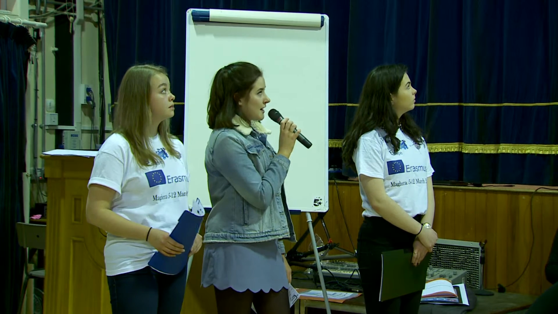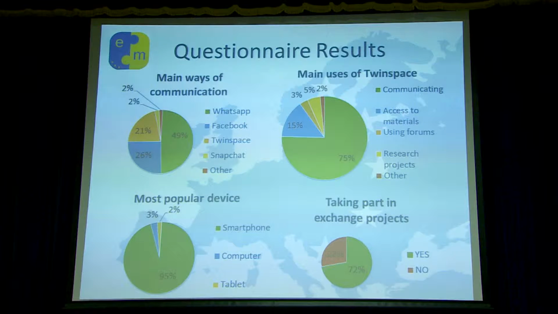So we used a questionnaire to decide which would be suitable. So our main ways of communication, main uses of TwinSpace, which is what our app was based on, the most popular device used, and those that take part in exchange projects. So we found that WhatsApp was the most popular, that the main use of TwinSpace was communicating, the most popular device was a smartphone, and that the majority of people would take part in an exchange project.